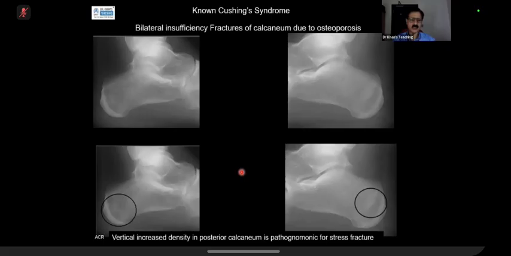So this is insufficiency fracture, and I wanted to show you this because it is in rapid reporting film also. When there is sclerosis here, particularly perpendicularly oriented sclerosis, this is considered quite pathognomonic of an insufficiency fracture, particularly in the context of heel pain.